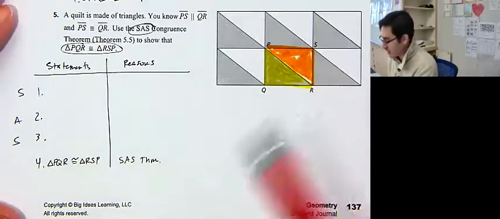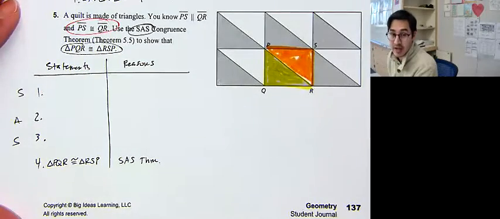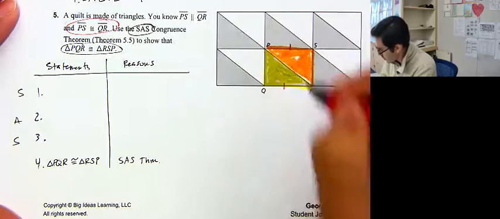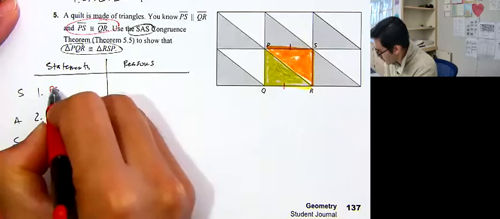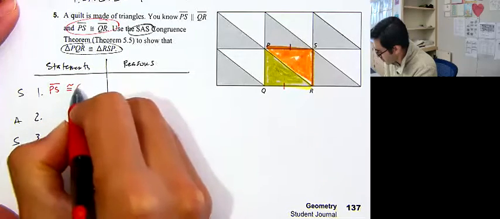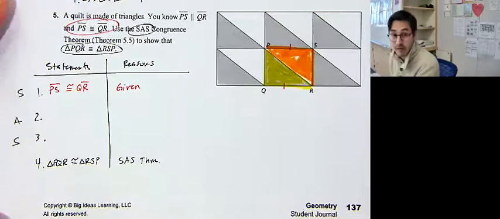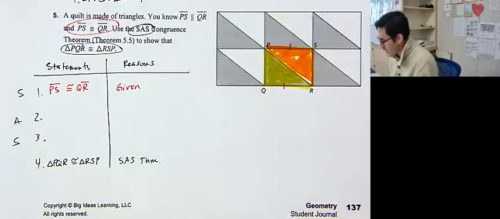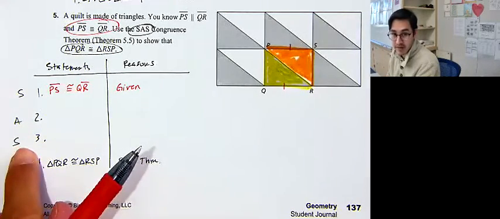So let's go back to the information that we were given, right? We were told that side PS was congruent to QR. Okay, so PS is congruent to QR. Let's go ahead and record that. PS is congruent to QR, and that information was given. All right, we now have to find a pair of angles and then another pair of sides.